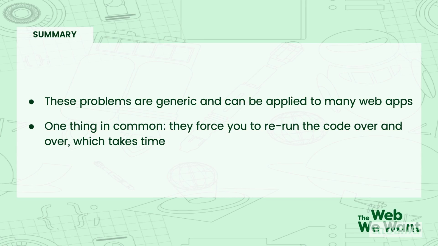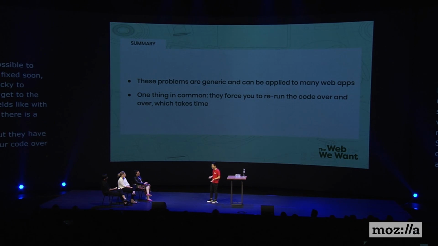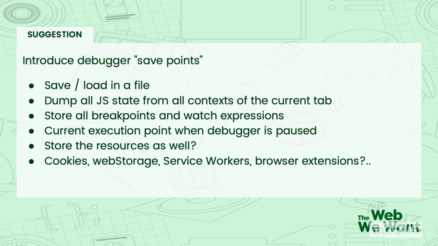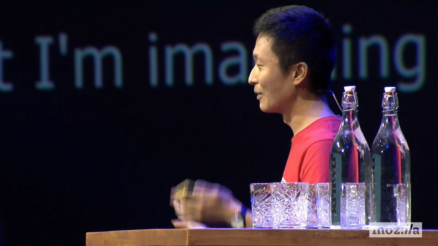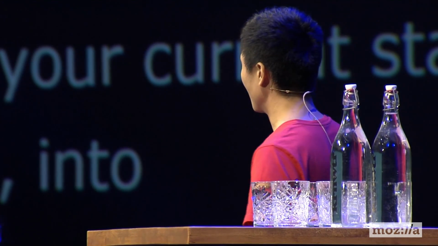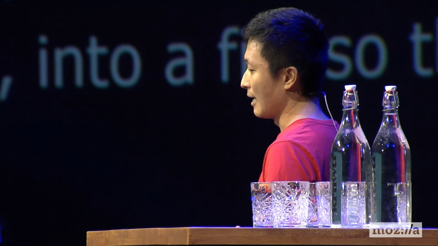So all these problems could be tackled differently, but they have one thing in common, right? They force you to rerun your code over and over again, which is complete waste of time and it's nothing but frustration, really. So my suggestion would be to introduce some kind of save points in DevTools, so that, I'm imagining if you're paused in the debugger, you can dump all your current state with all breakpoints, JavaScript state, everything into a file, so that you can come back to that point and then start over from that point in time.